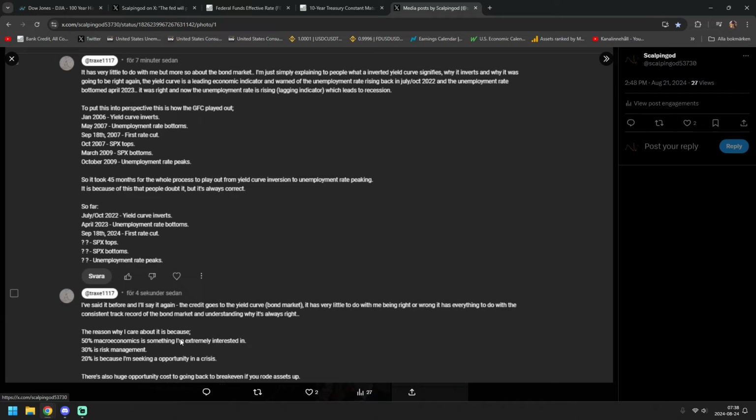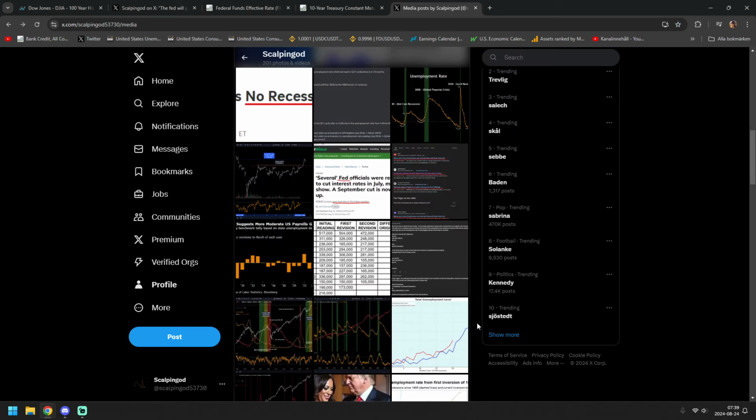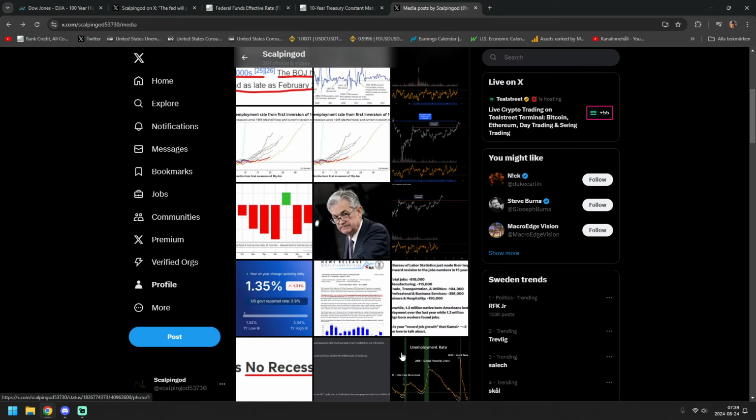50% of the reason why I care about it is macroeconomics, and it's something I'm extremely interested in. 30% is risk management, because you might not see your money for a very long time if you get wrong-footed there. And 20% is because I'm seeking opportunity in a crisis. There's also a huge opportunity cost to going back to break even, because you're missing out on compounding interest, right? So all of these reasons are why I care about it so much.